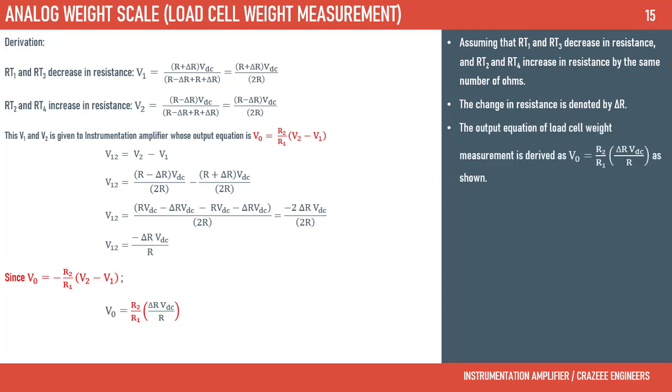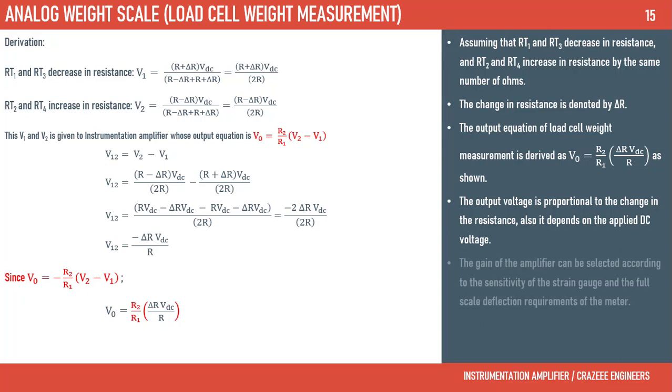The output equation of load cell weight measurement is derived as V0 equals R2 divided by R1 into delta R, VDC divided by R, as shown. The output voltage is proportional to the change in the resistance, also it depends on the applied DC voltage. The gain of the amplifier can be selected according to the sensitivity of the strain gauge and the full-scale deflection requirements of the meter.